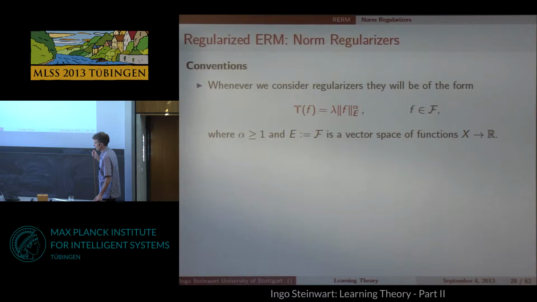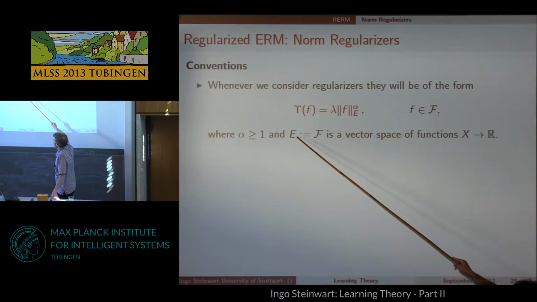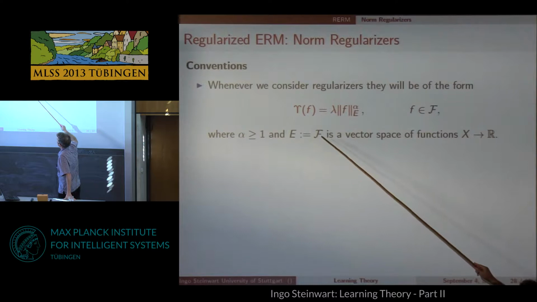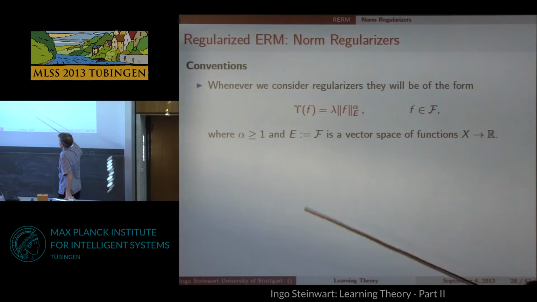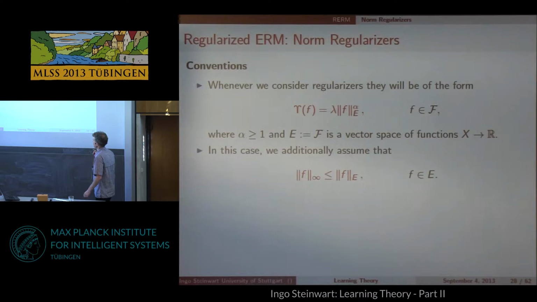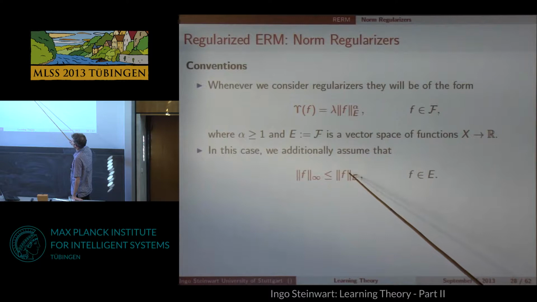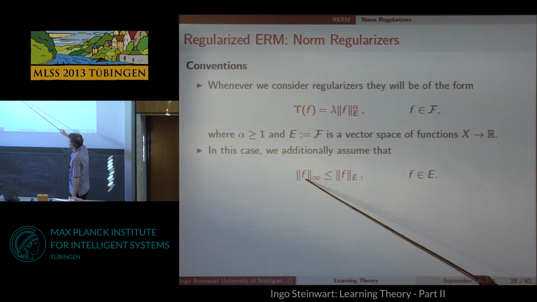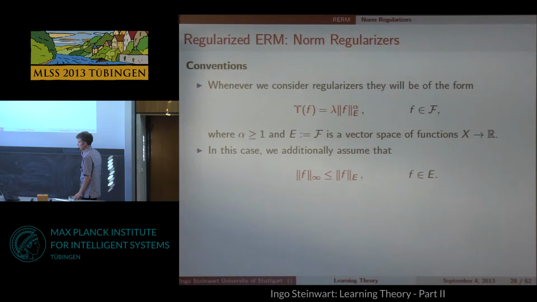And we also consider, as for the dictionary methods, sets which are actually vector spaces of functions. In this case, we write E rather than script F. So this is our first convention. The second convention is a bit more technical, which basically means that if I consider the norm of an element in F, then this norm is larger than the supremum of that function. It's a technical assumption which helps us a lot. And again, for the methods I mentioned previously, one can usually enforce this assumption relatively easily.